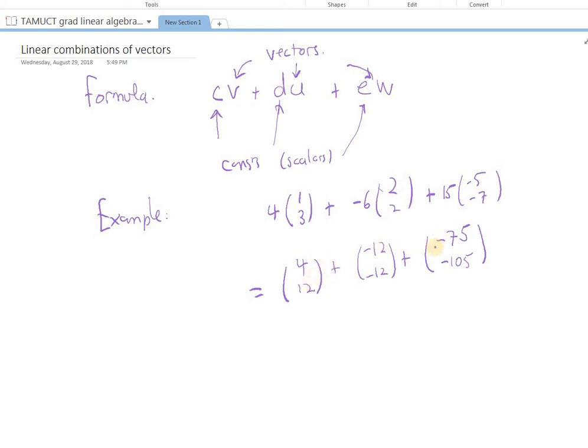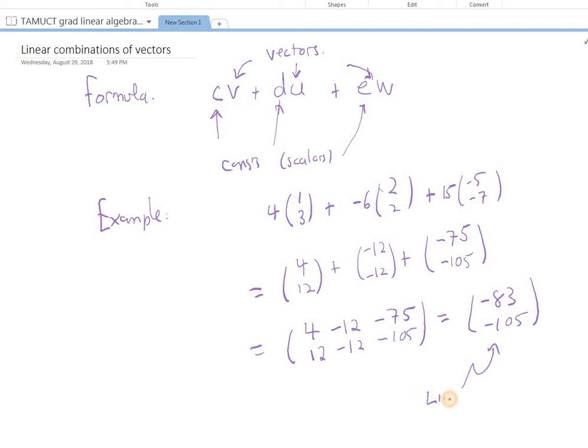All right. Then when you add these together, you're going to add the corresponding components. So the first component is going to be 4 minus 12 minus 75. And the second component is going to be 12 minus 12 minus 105. And whatever that works out to be, that looks like it's going to be minus 8 minus 75, that looks like minus 83. Again, I'm doing this quickly, so I might have made a mistake, but the 0 minus 105, and that's minus 105. Okay, so this is the result of the linear combination.